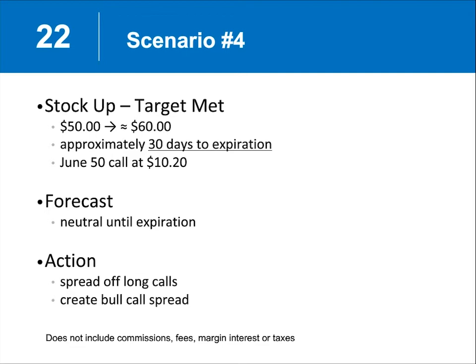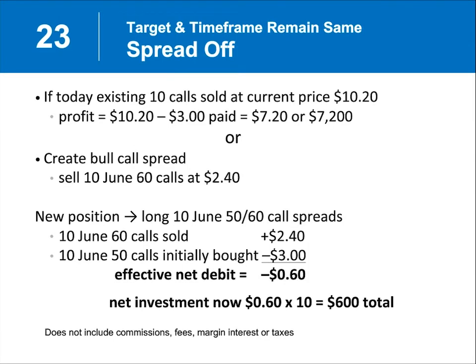Or we can attempt to increase our profit on this particular trade by spreading off those long calls and selling an at-the-money call and turning our position into a bull call spread. We look out into the open market and we see the June 60 calls trading for $2.40, and that gives us an opportunity. See at the top of the screen here, if we sold the calls right away without making any kind of adjustment, we'd receive $10,200. We paid $3,000 for the trade, so $7,200 is our net profit, and we can put that in our pocket and move on to the next trade.